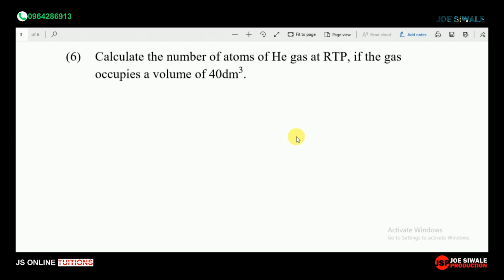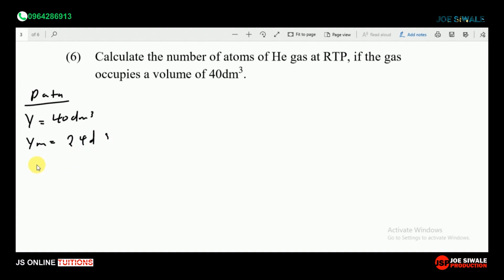So question 6 reads, calculate the number of atoms of helium gas at room temperature and pressure if the gas occupies a volume of 40 cubic decimeters. So the first thing that we're going to do is to collect the data. So we're being told to calculate the number of atoms, which is also known as the number of particles. So we can say our volume have been given as 40 cubic decimeters. Then the other information that we have been given there, we know that our molar volume, we have been told that it's at room temperature and pressure, so that's going to be 24 cubic decimeters.